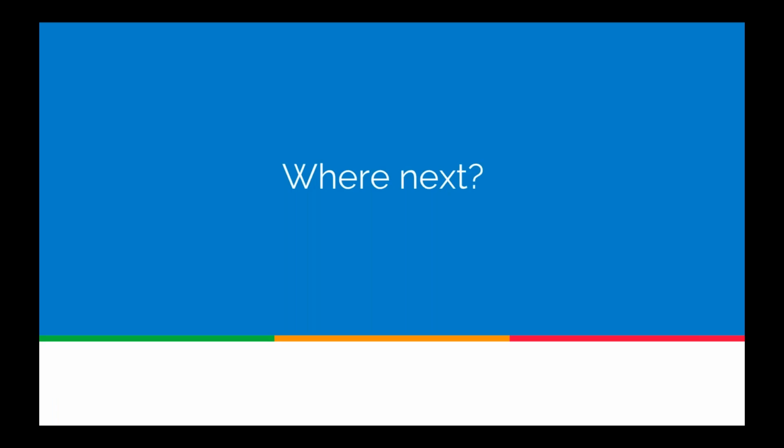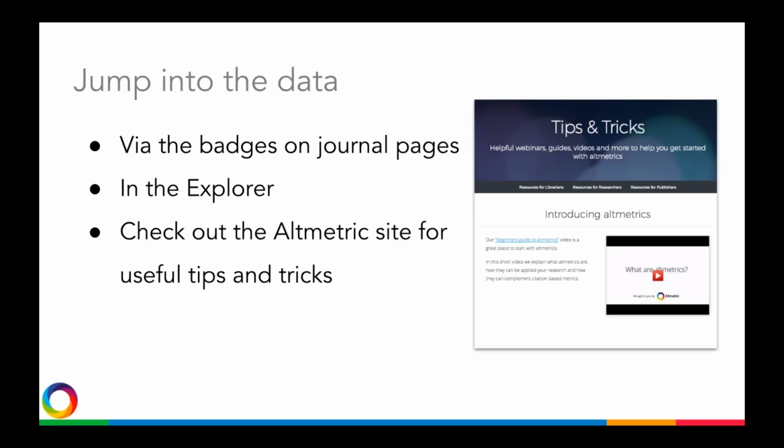So I hope those brief examples were useful. Just a few quick points on where next. You might be thinking, where can you get started with all of this data? You can, of course, as we mentioned, find the Altmetric badges on thousands of journal pages. I think most of you will probably find it somewhere on the pages of the journals that you edit or that you work on. If you do have access to the Explorer, we would definitely encourage you to go in there and take a look around.